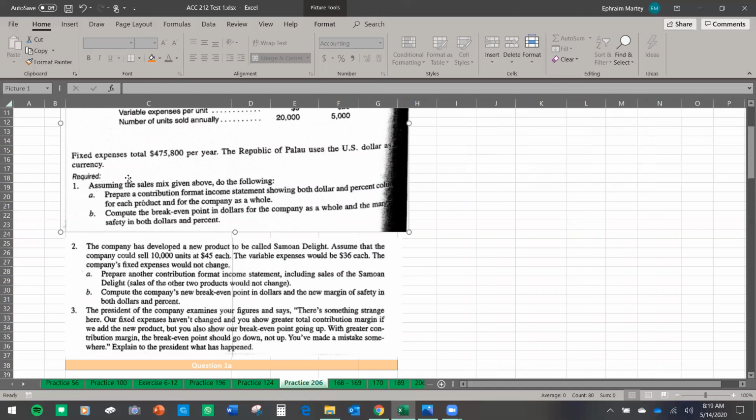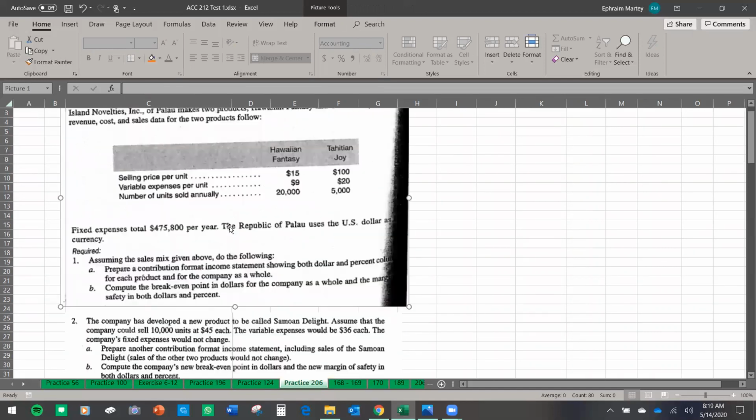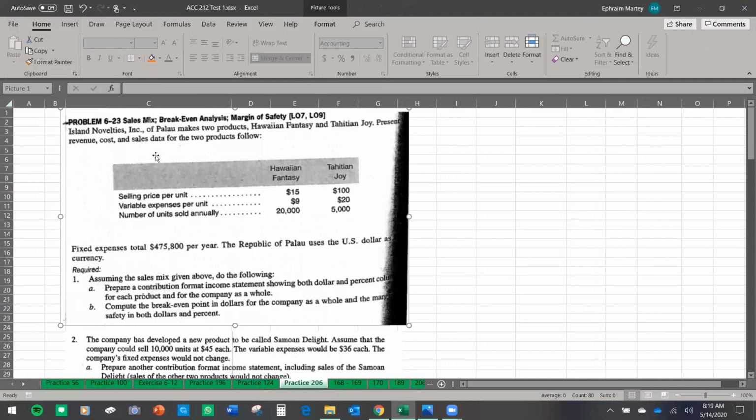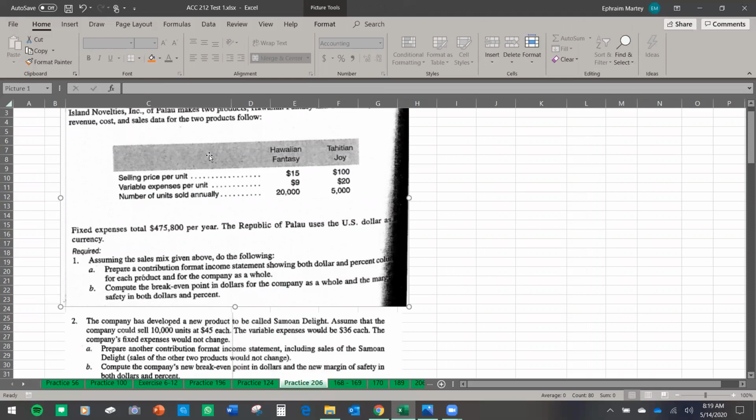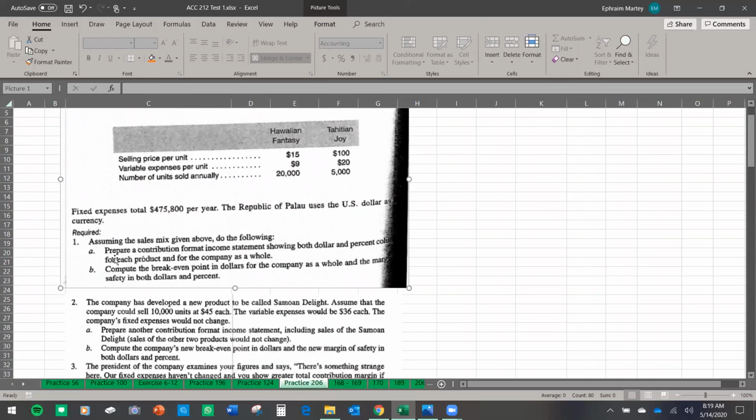What do we have here in the next one? So here, you're going to use the same sales mix and break-even point analysis and those things. Okay. So one, it says prepare a contribution format in both dollar and percentage, for each product unit.